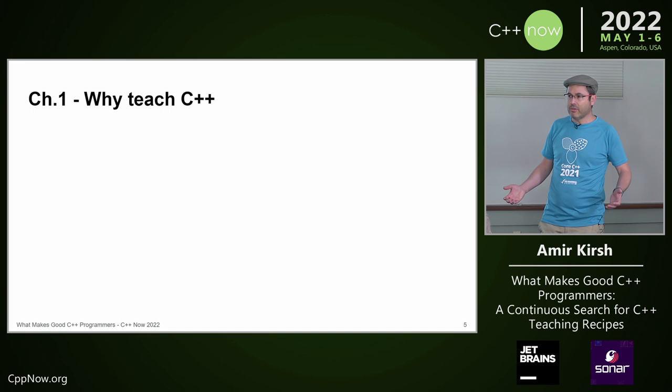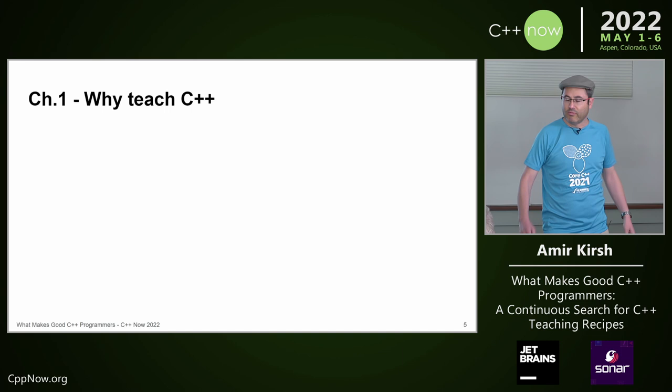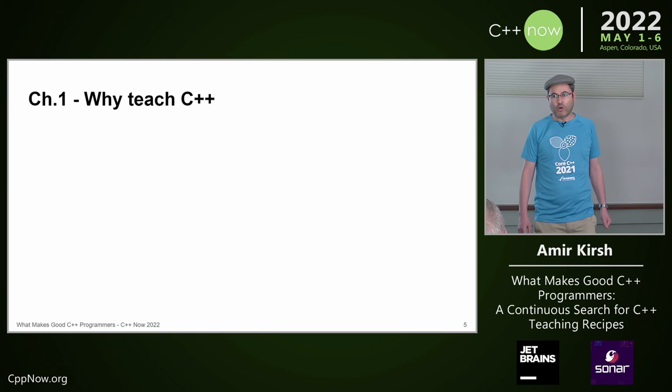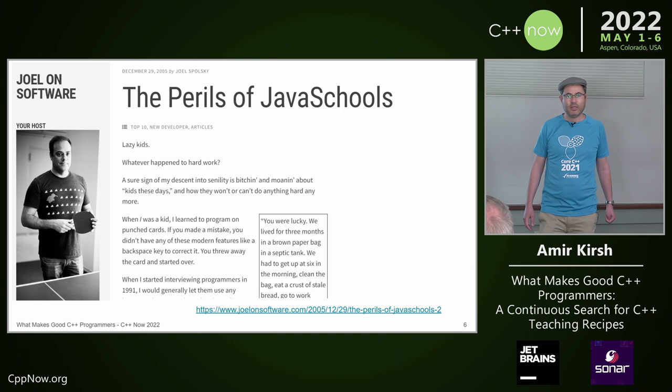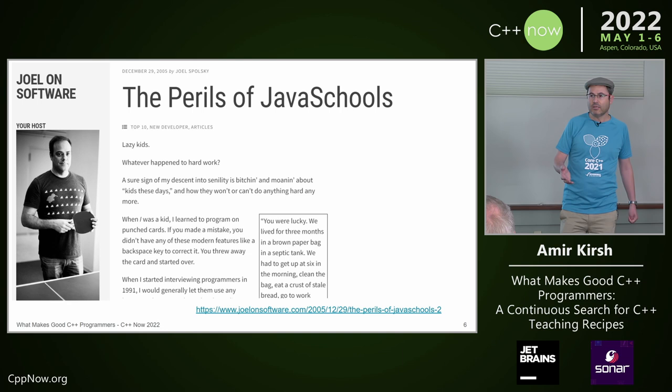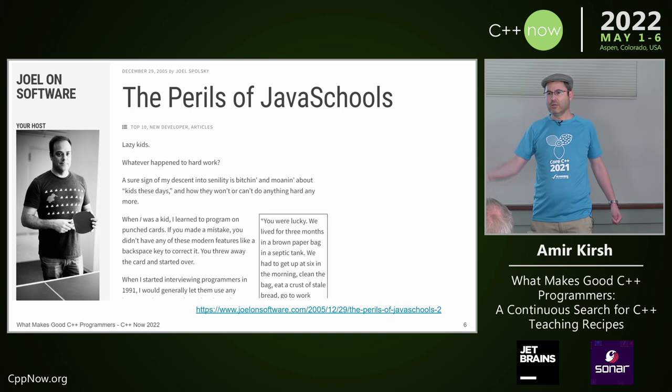Now, there is a great post by Joel Spolsky, who is known to be the co-founder of Stack Overflow, but is also known to be the author of the blog Joel on Software. So in 2005, he posted The Perils of Java Schools. It was more than 15 years ago, and back then already, many institutions in the United States and elsewhere began to move from C and C++ to Java or .NET. C Sharp, I think, was already around then. And he said that, well, you lose something.